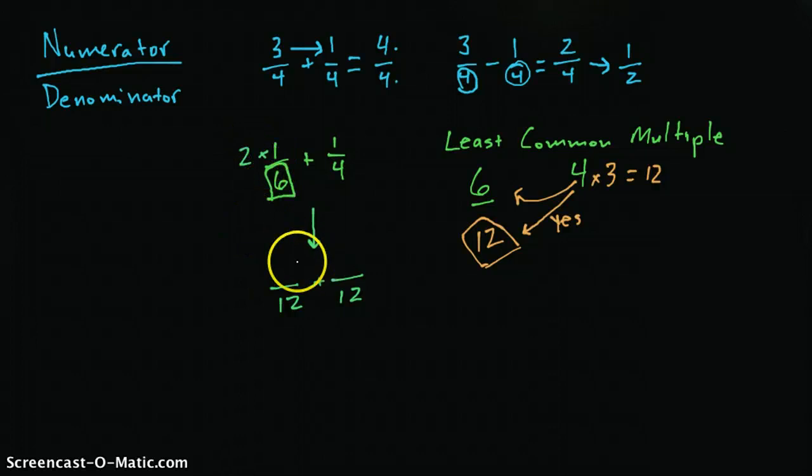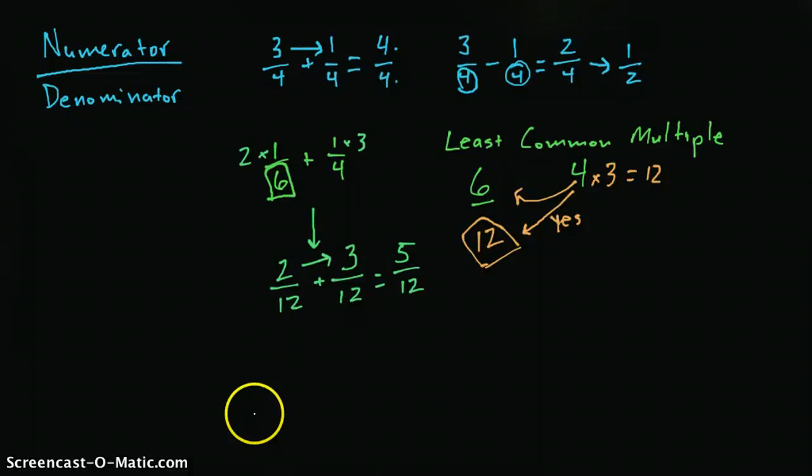1 times 2 is going to be 2. Now, what did I multiply 4 by to equal 12? 3. So 1 times 3. 1 times 3 is 3. Now we have equal denominators, and I can just add straight across. 2 plus 3 is going to equal 5, and the denominator stays the same. So 5/12 is our answer.